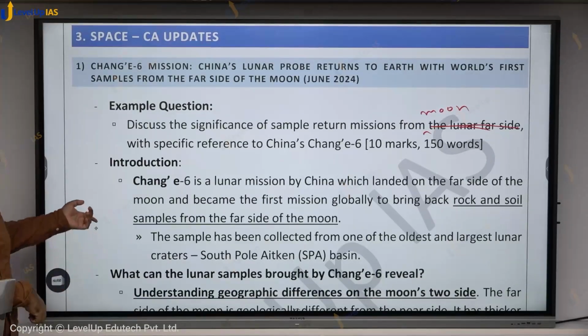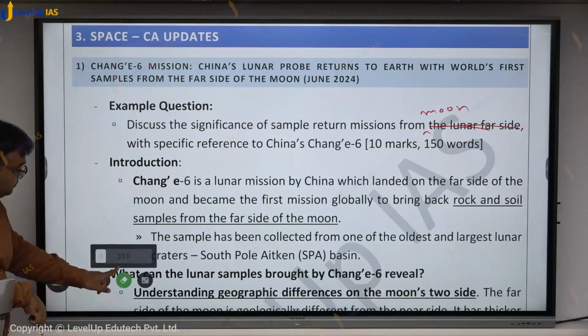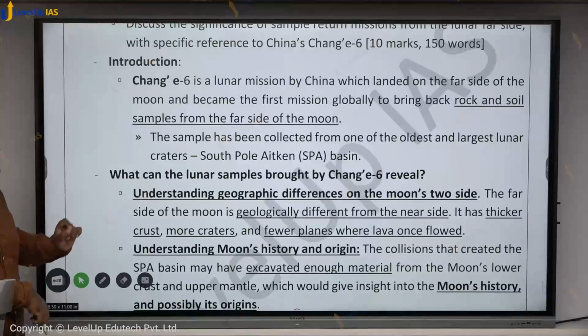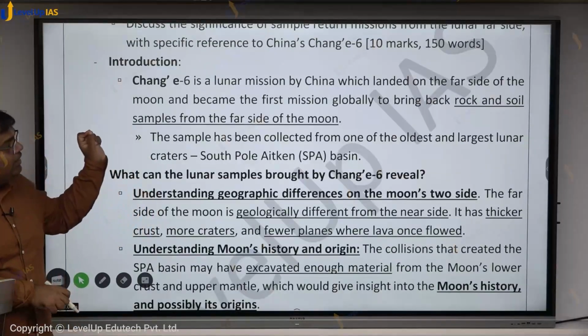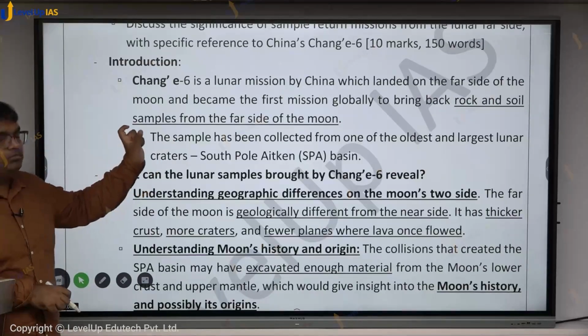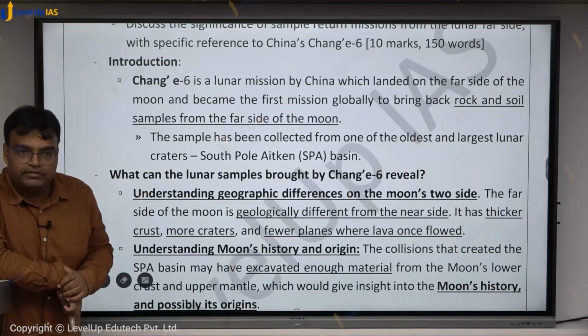तो सबसे पहले जैसे हम definition से ही शुरू कर रहे हैं Chang'e 6 के, it's a lunar mission by China which landed on the far side of the moon. ये क्या हो गया? हाँ, it's a lunar mission by China which landed on the far side of the moon and became the first mission globally to bring back rock and soil samples from the far side.